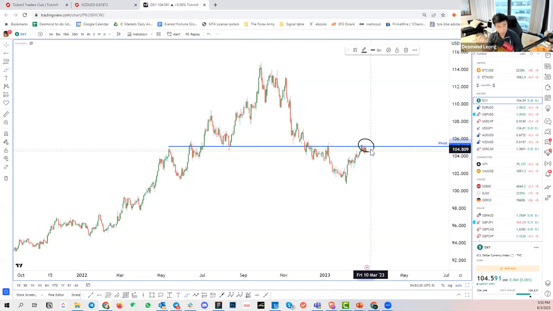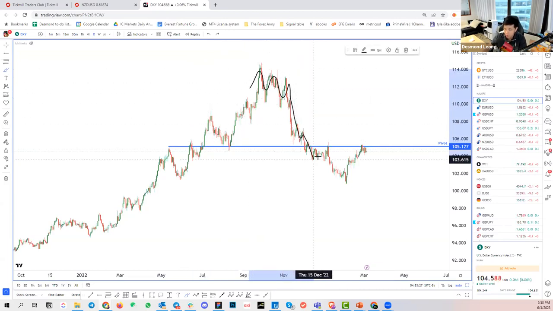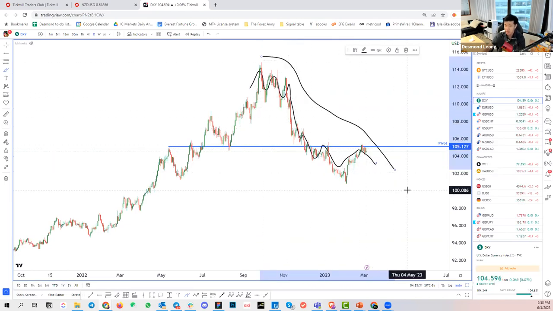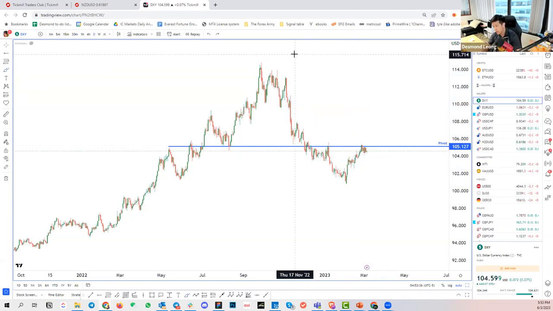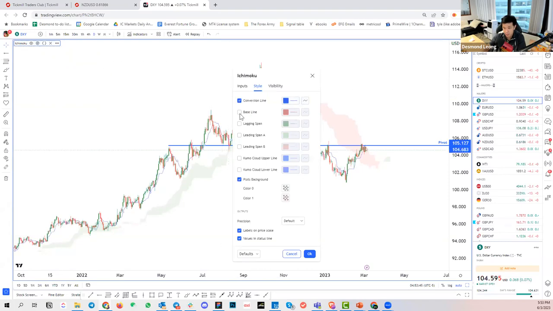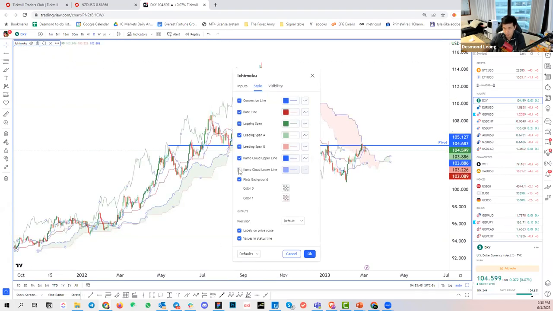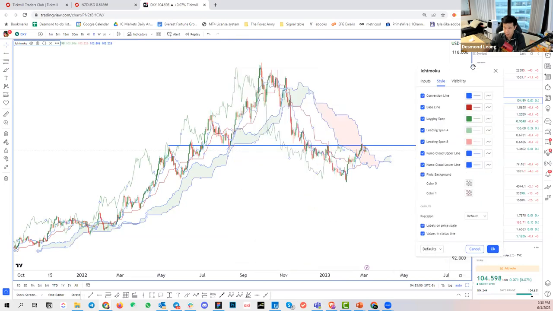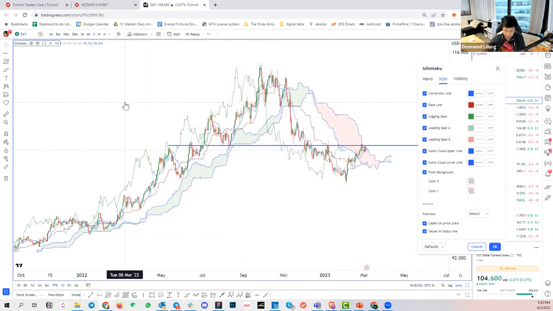To determine that, I need to first see that price is making lower highs, lower highs, lower highs, so it's in a little bit of a bearish trend. We've got a little bit of bearish momentum. Fair enough, that's nice. I threw on my Ichimoku cloud. Usually Ichimoku is pretty complex, meaning the standard one that most people have looks like this, and it looks like a mess.